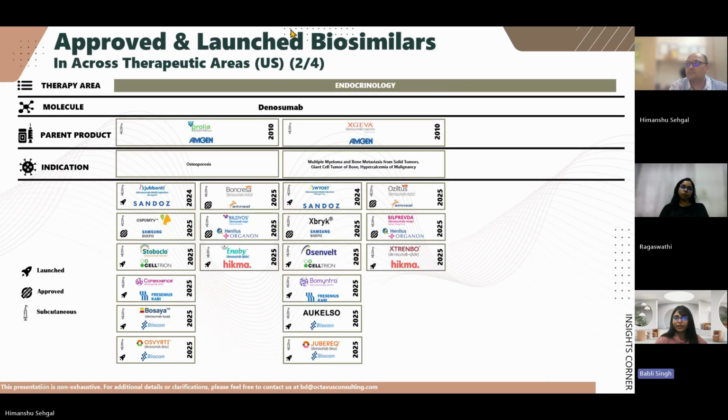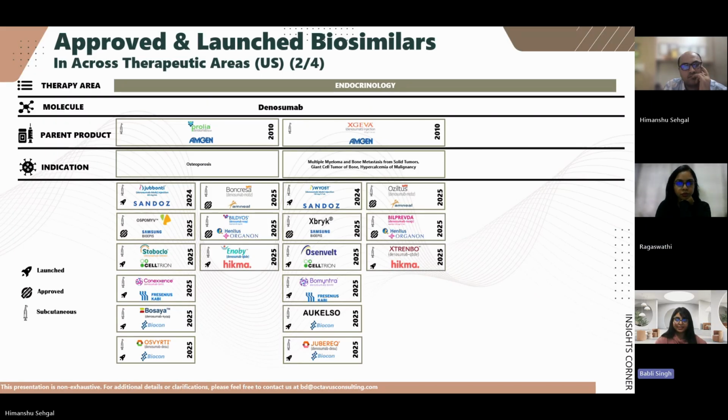Then we will talk about the next slide; obviously we are talking about the US market. So it's endocrinology. We will talk about denosumab, which is originally the product of Amgen, and with the same API there are two brand names. They were launched in the market in 2010. First is Prolia, which is just for osteoporosis, and second is Xgeva. This is for multiple myeloma and bone metastasis from solid tumors, giant cell tumor of the bone, and hypercalcemia of malignancy. In 2024, only one biosimilar was approved, by Sandoz originally. And you can see multiple biosimilars have been approved and launched in 2025.